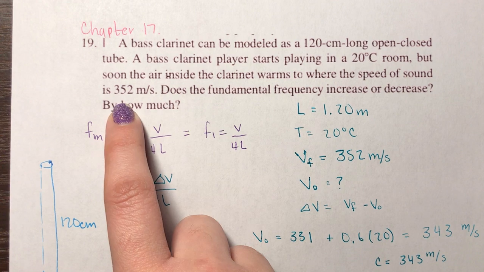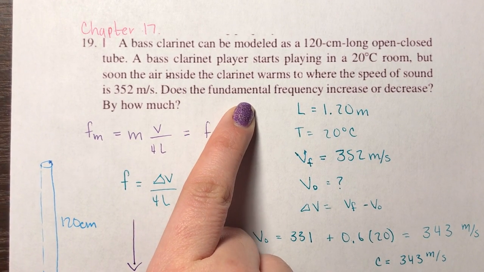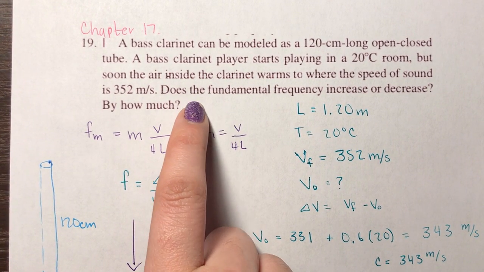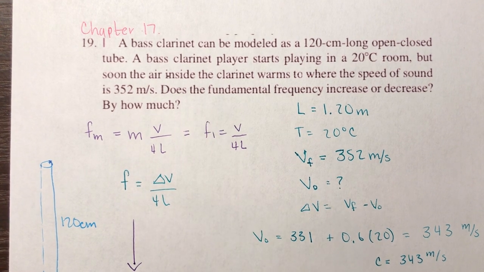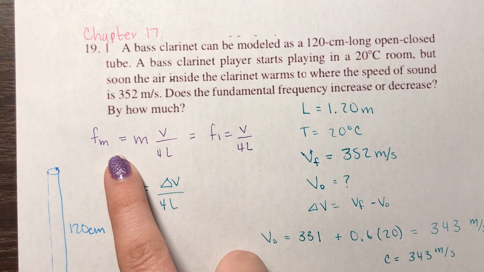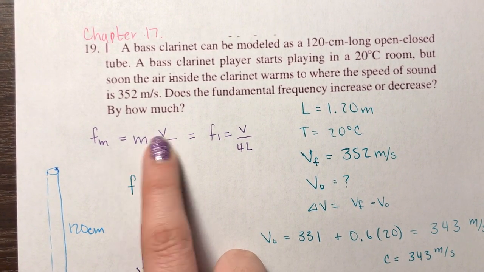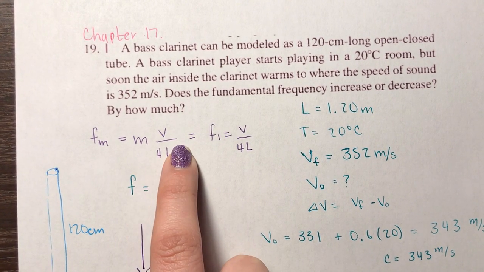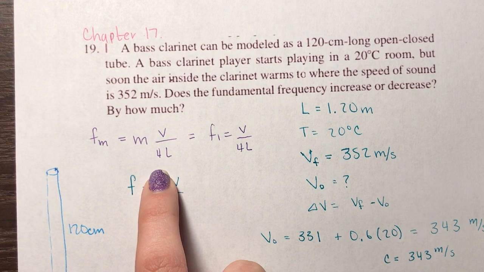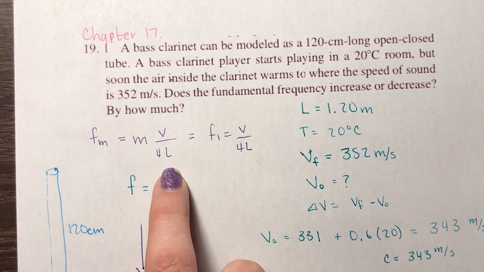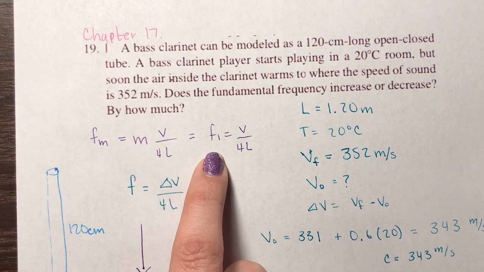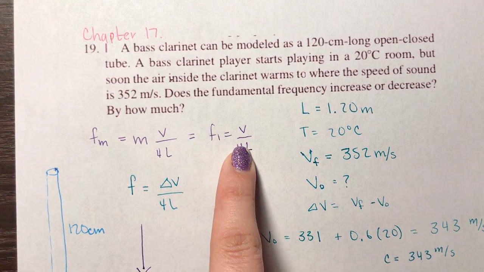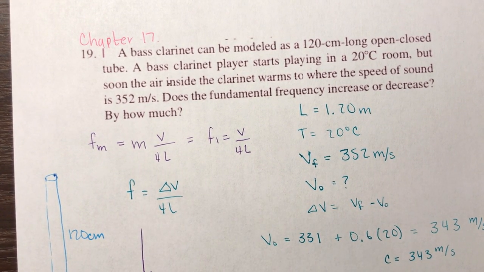So what we want to figure out is the fundamental frequency at the beginning and at the end, so we want to find the difference. The fundamental frequency formula is f_m equals m times velocity divided by 4L, and our m is 1 in this case. So our fundamental frequency is the velocity of sound over 4 times the length.